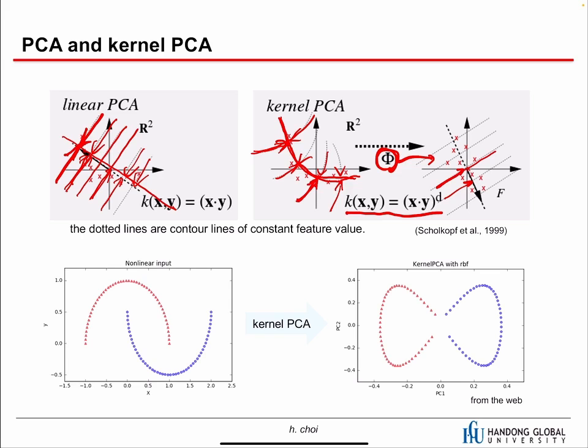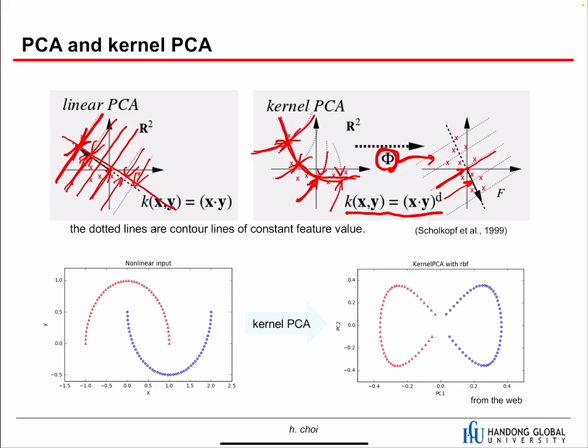And in the PCA algorithm, instead of the covariance matrix, we have an inner product matrix. So we need the inner product in the feature space. Instead of applying the feature mapping function and then the inner product, we just use the kernel.